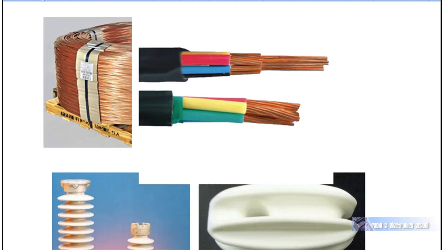I've got some examples of conductors and insulators on the screen. By far, the most common conductor that you're actually going to see is going to be copper, if you ignore power lines and telephone cables. But the wiring in your transceivers is going to be basically copper. And on the left we have a large roll of copper wire.